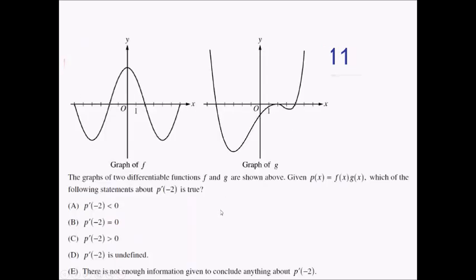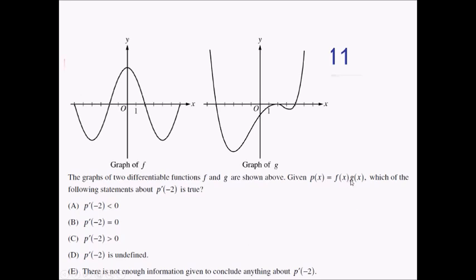For this problem, we're going to have to think a little bit outside the box here. We've got the graph of two functions, f and g, and we're told that p of x, a new function, is the product of f and g. We want to know which of the following statements about p prime of -2 is true. So we've got it could be negative, 0, positive, undefined, or we just simply don't know. It's usually never going to be one of these not enough information kind of deals. But let's keep going and see where this shakes out.